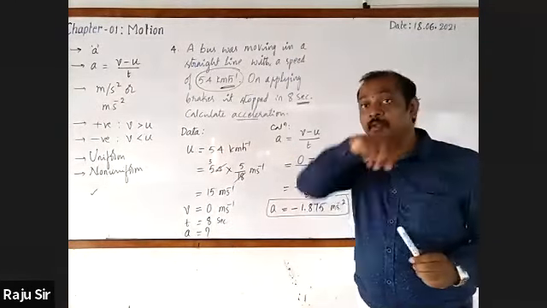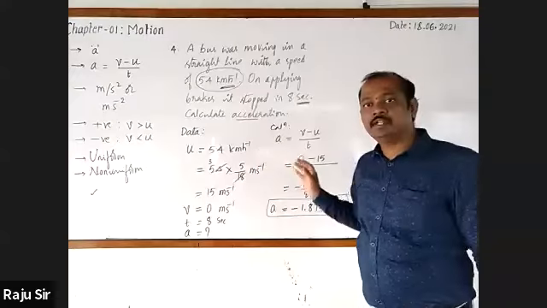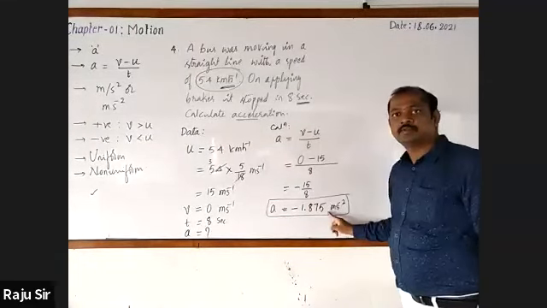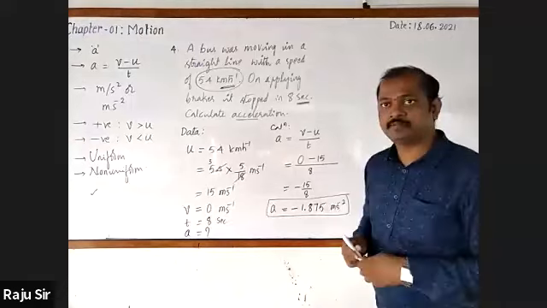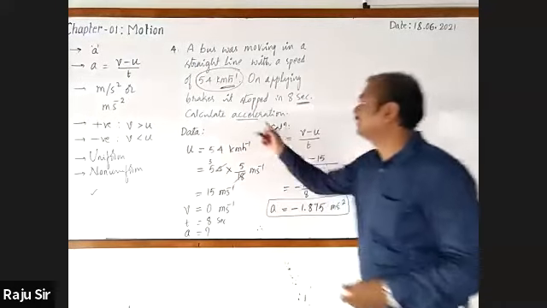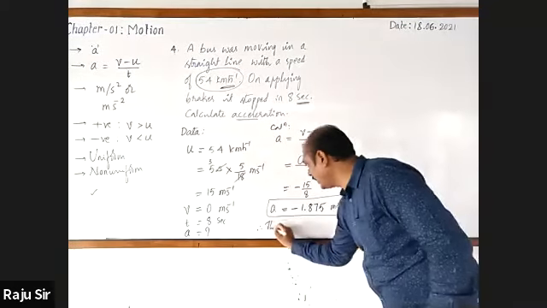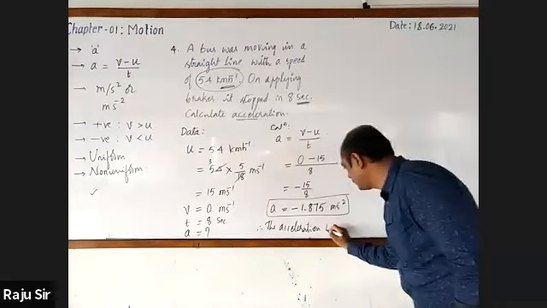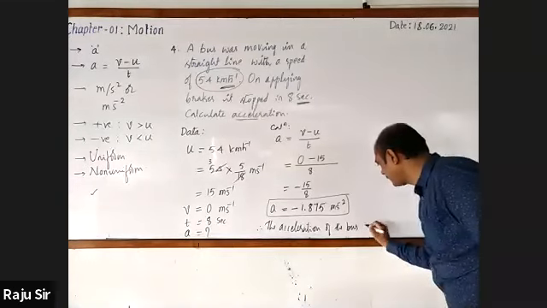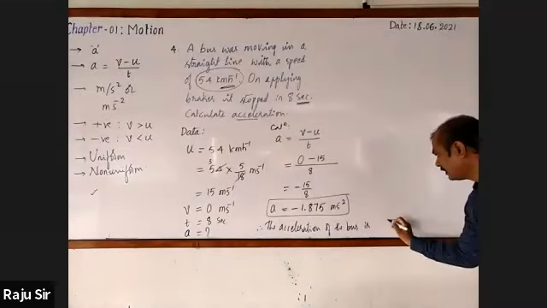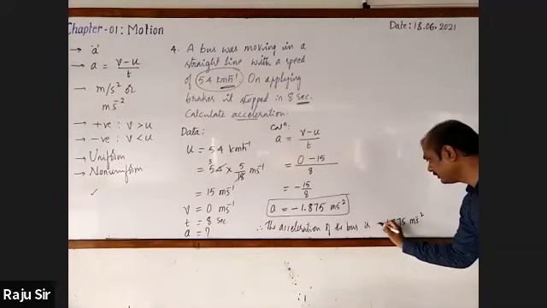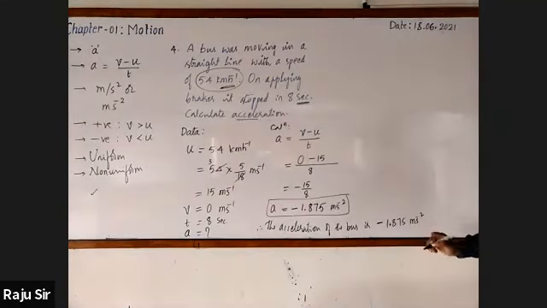Clear? When you are writing the conclusion, deceleration is, then you have to write only this much. Therefore, the acceleration of the bus is 1.875 meter per second square. Here I write minus of it.